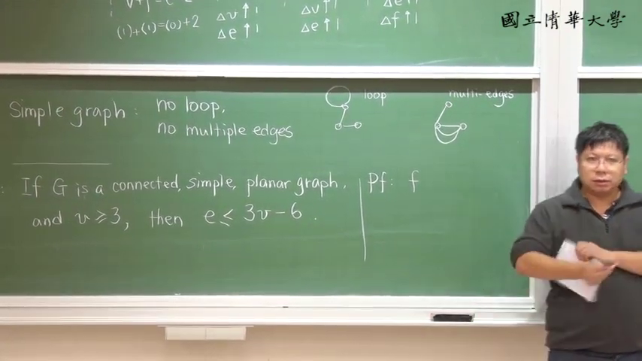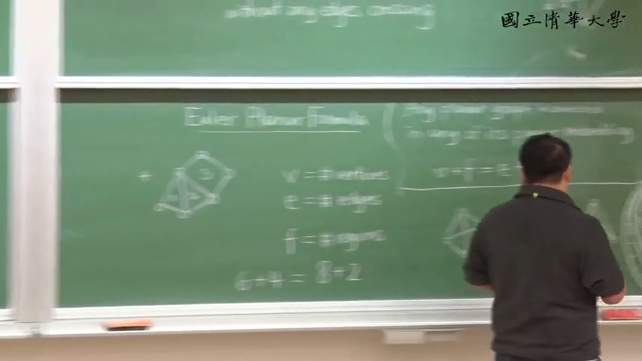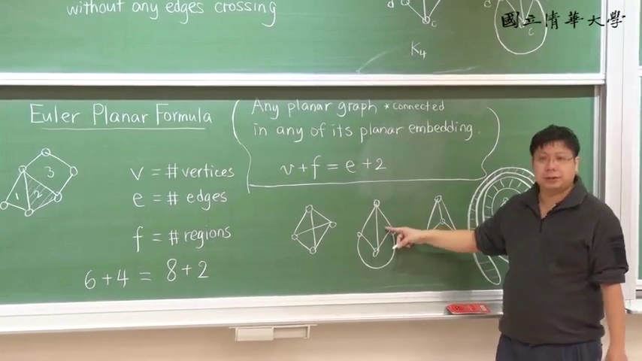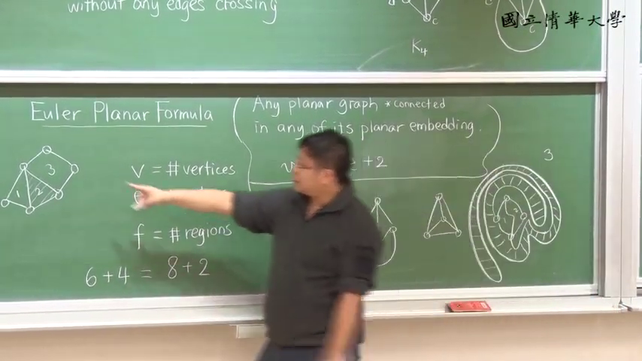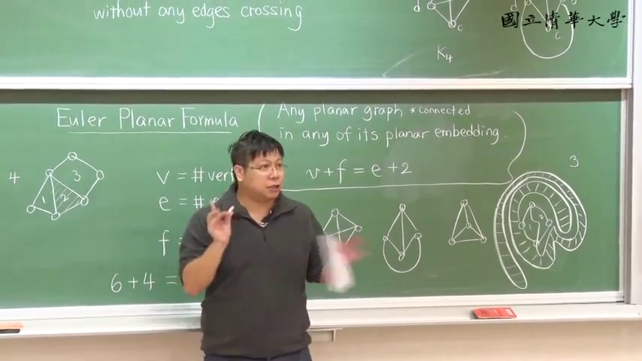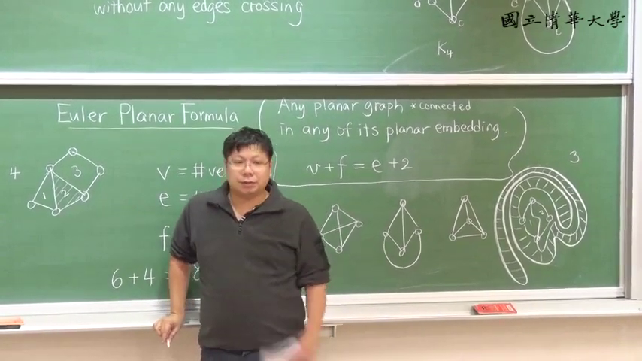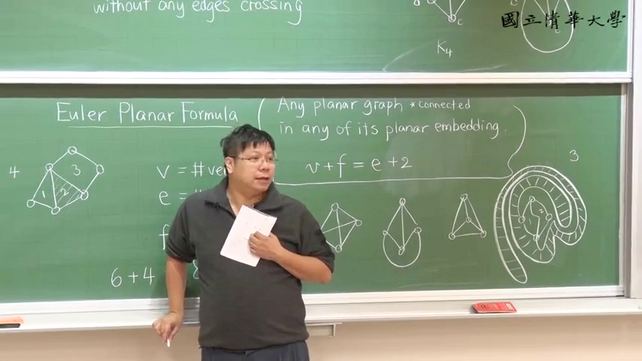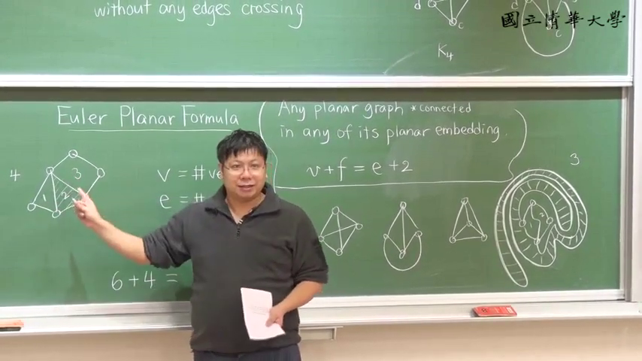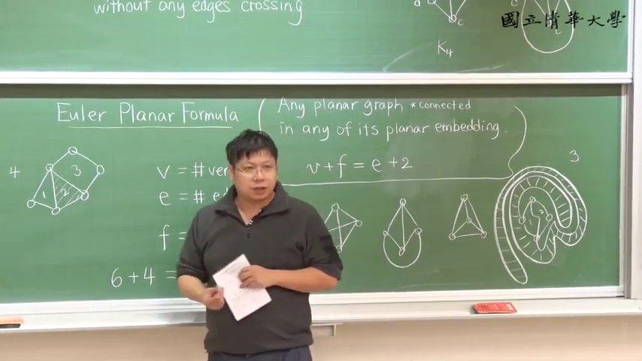So f is a region, right? This is a region. This is a region. This is another region. This is another region. This is also a region. Now, to make a region, what is the minimum number of edges that we need to enclose a region? 3. Yeah, 3, you get a triangle, right? Very good. Why can't it be 2? Can we enclose a region by using just 2 edges?